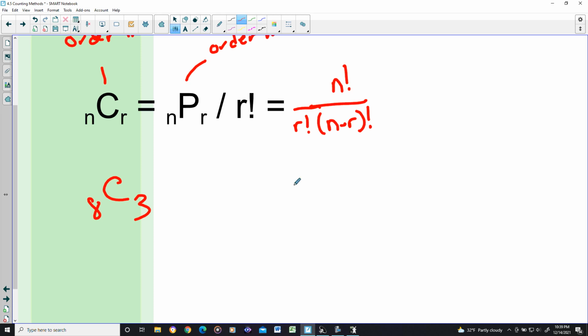So thinking about what we did before, we have 8 objects, and we're only choosing 3. So we're going to start at 8, and we're going to multiply by 7 and by 6, and we're going to stop because I only have 3 factors. We're going to divide by 3 factorial, or 3 times 2 times 1. Actually, it doesn't matter because 3 times 2 times 1 is 6. That cancels out with that 6. That's equal to 56 combinations.